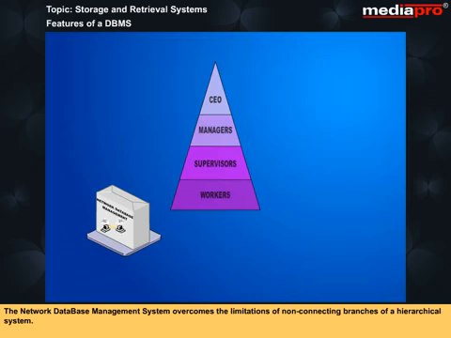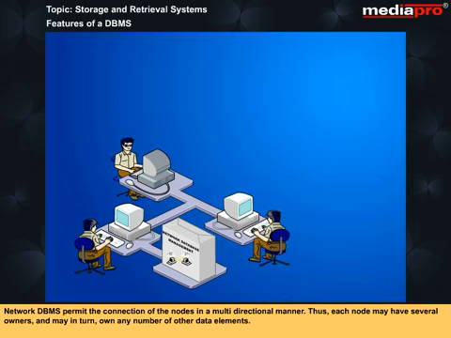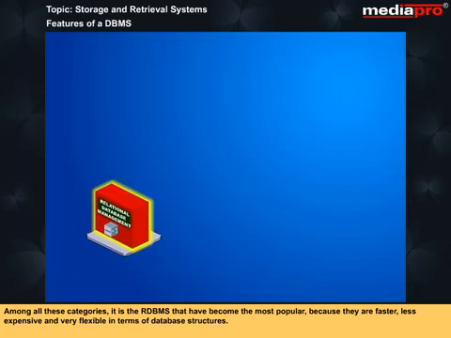The network database management system overcomes the limitations of non-connecting branches of a hierarchical system. Network DBMS permit the connection of the nodes in a multi-directional manner. Thus, each node may have several owners and may in turn own any number of other data elements. Among all these categories, it's the RDBMS that have become the most popular because they are faster, less expensive, and very flexible in terms of database structures.